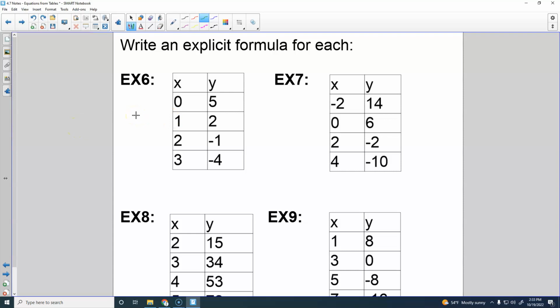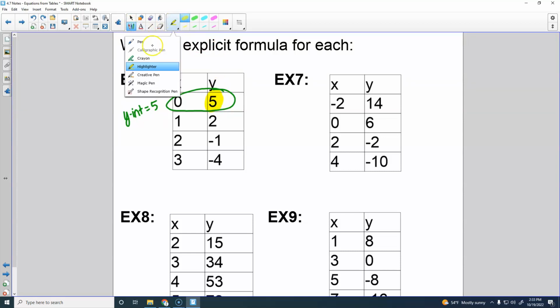All right. So, for number 6, Rosalind, what is the y-intercept going to be? Okay, it is going to be 5. I find that by looking right here. Wherever the x equals 0, that y-coordinate right there is my y-intercept. Okay? Then I need to think about changing y over changing x.